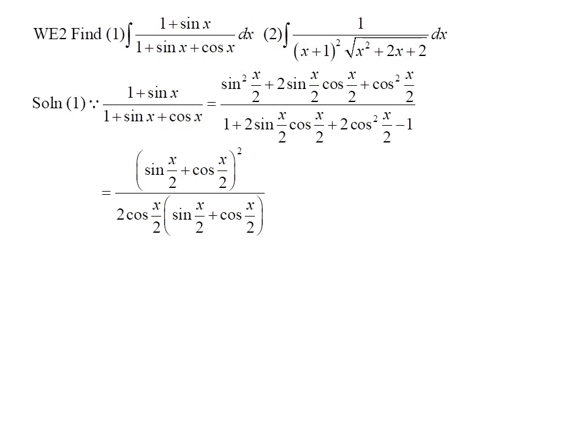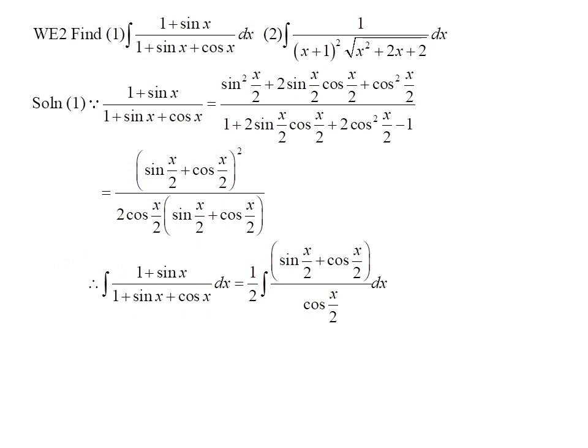over the product of 2 cos x over 2 and the sum of sine x over 2 plus cos x over 2. Hence, the antiderivative can be written as 1 over 2 times the integral of (sine x over 2 plus cos x over 2) over cos x over 2 dx, which equals the integral of tan x over 2 dx over 2 plus 1 over 2 times the integral of dx, which equals negative ln of the modulus of cos x over 2 plus x over 2 plus c.